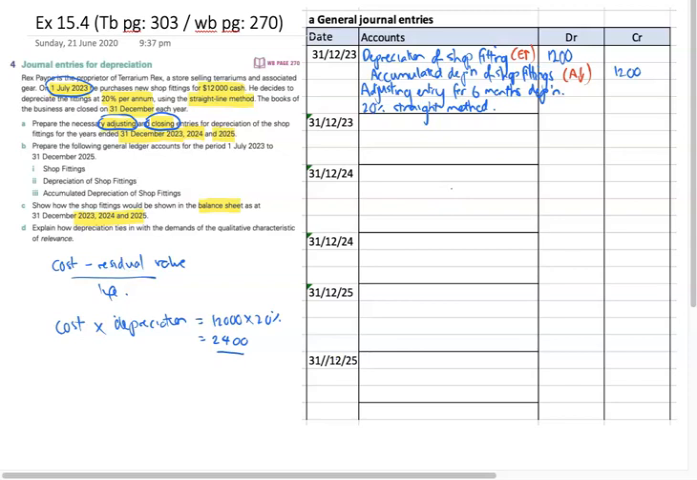So we need to do a closing entry to close the revenue and expense accounts. The expense account here is depreciation of shop fittings. And to close it, we need to make it zero or balance. To start again, we have a debit balance. To close it, we do a credit. And hence our debit credit is depreciation of shop fittings.